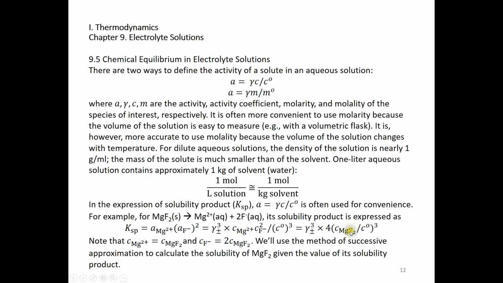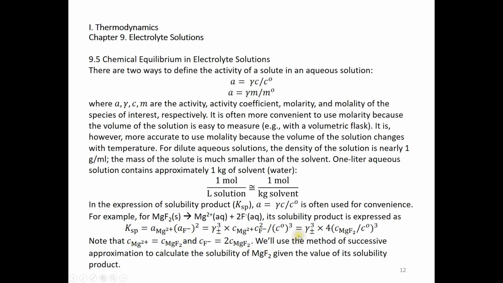This is different from the concentration of fluoride. It's just because when you dissolve only 1 unit of MgF2, you get 2 units of F minus in water, and this has to be squared. That's why you have a 4 here. So again, we have this equation over here.